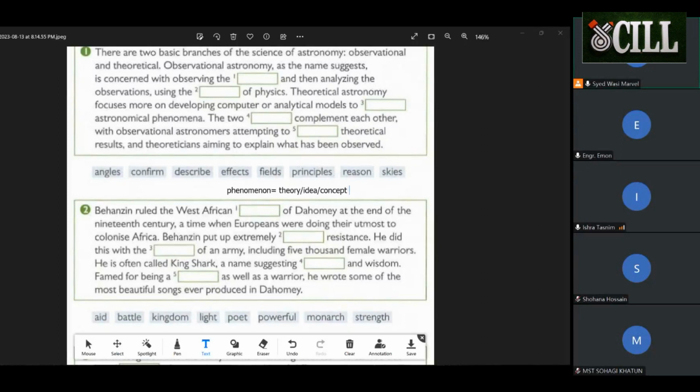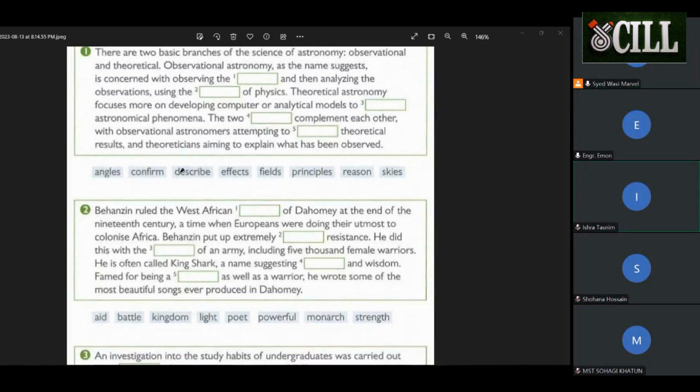আর phenomena হচ্ছে এটা plural হচ্ছে phenomena. So what can we do with a theory, concept or idea? Concept কি হবে? Number 3, describe. So if you look, remember that is the clue.